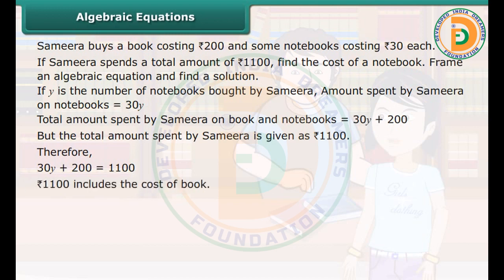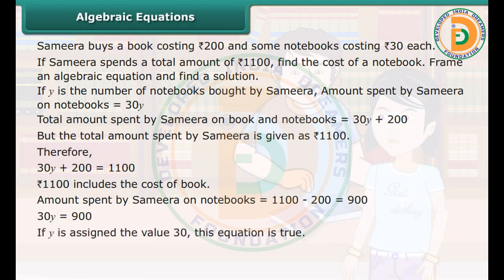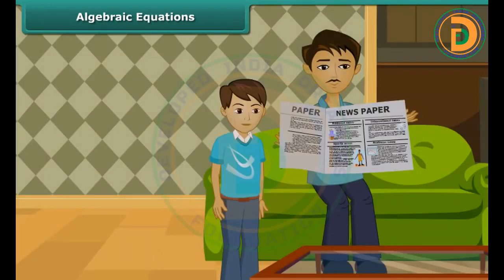1100 rupees includes the cost of the book. Amount spent by Samira on notebooks is equal to 1100 minus 200 is equal to 900. 30y is equal to 900. If y is assigned the value 30, this equation is true. Therefore, y is equal to 30 is the solution of the equation. It means the cost of a notebook is 30 rupees. Let us look at one more example.